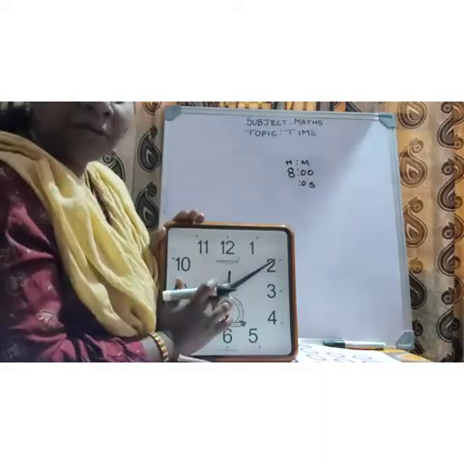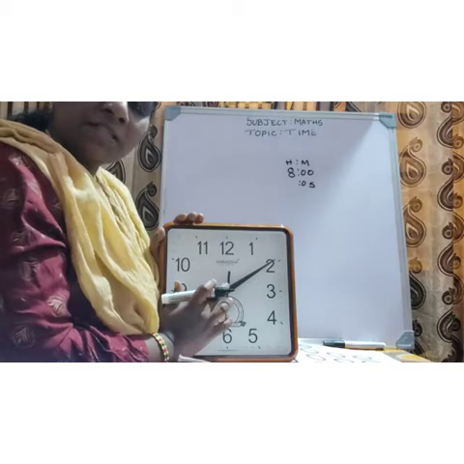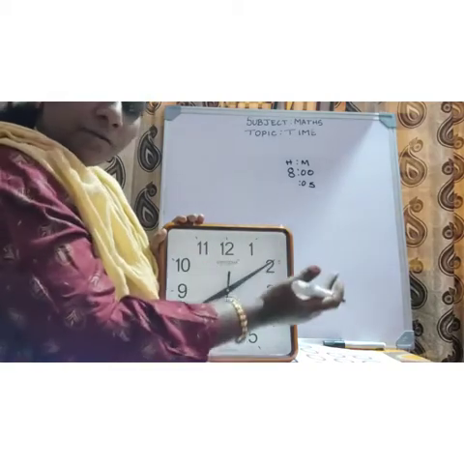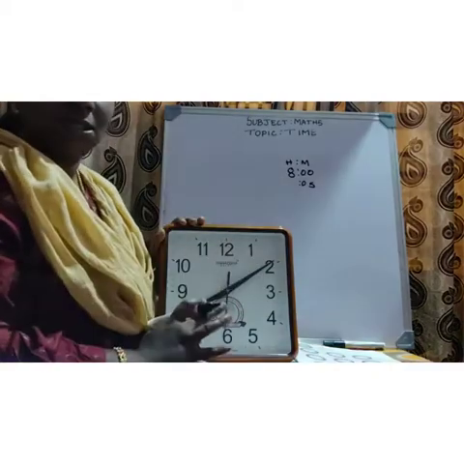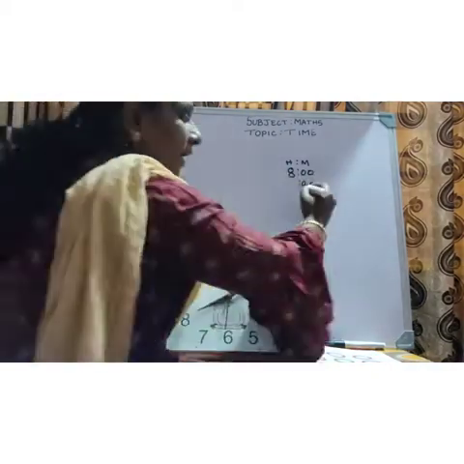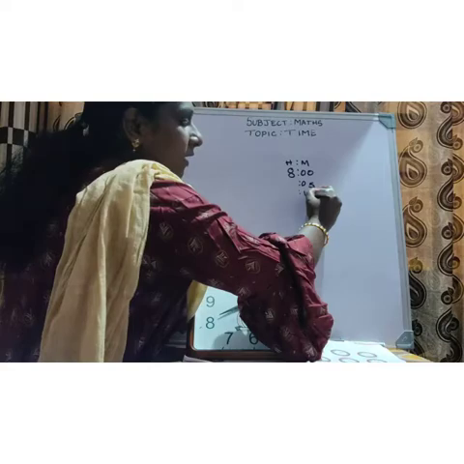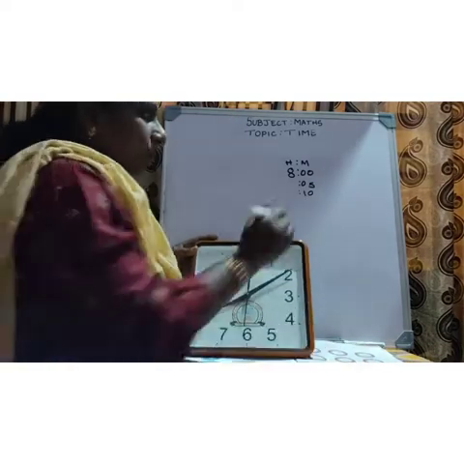Or the minute hand is at 2. Now what is the time? Now tell me, 2 5s are 10. So it is 10 minutes. What is the time, children? It is 10 minutes. Okay, understood, children?